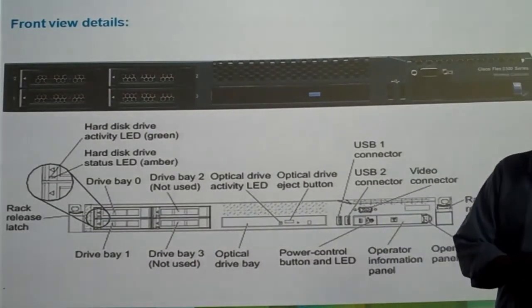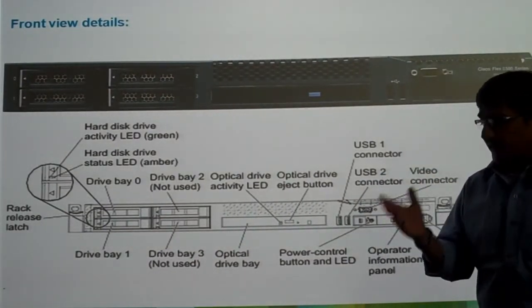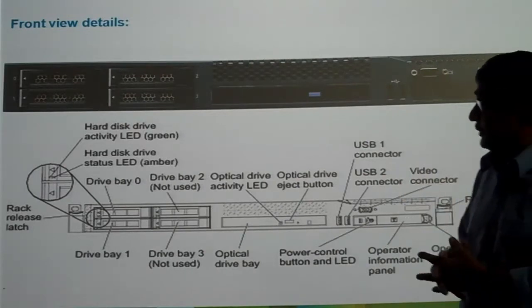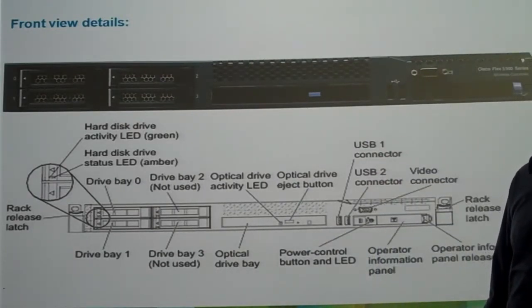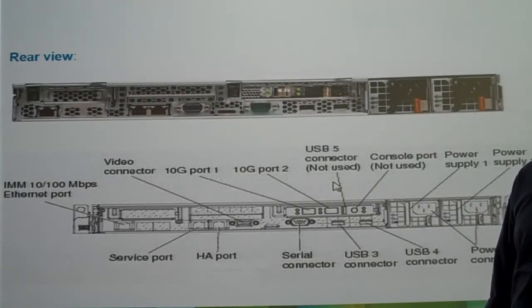Here's just the front. I'm going to show all three views: front, rear, and inside view of the controller. Fairly simple. As explained earlier, it takes one rack unit of space.